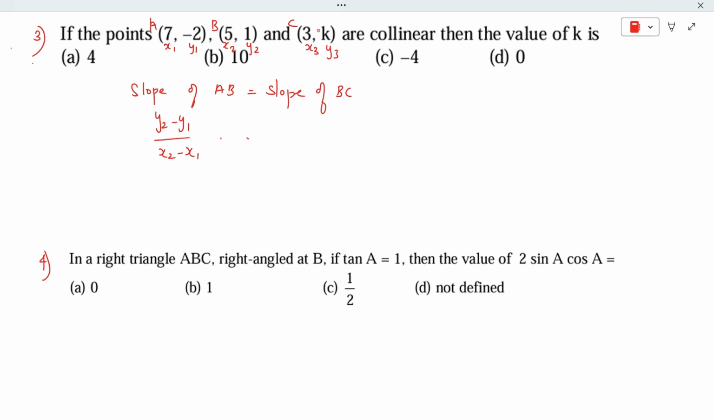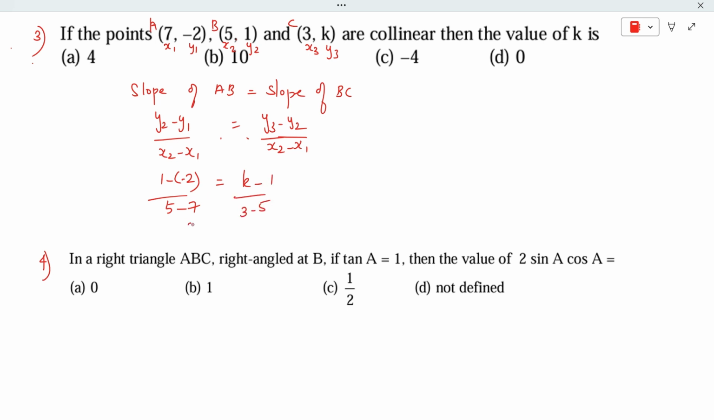And what is slope of BC? y3 minus y2 by x3 minus x2. That is change in y-axis by change in x-axis. Okay, for my convenience I have named them 1, 2, 3. Now what is y2 minus y1? 1 minus of minus 2, by x2 minus x1, which is 5 minus 7. Substitute the values and find the answer for the same.